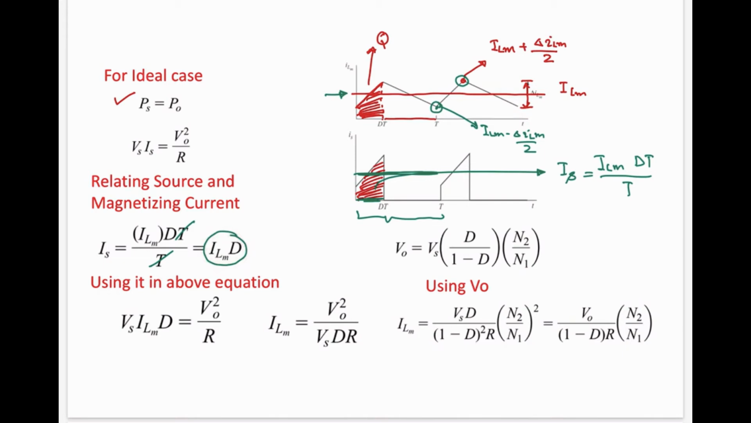Okay, so now replacing this IS over here with its value ILM into d, this equation can be written like this. And then rearranging it for ILM, I can write it like this: V naught square by Vs into D into R. And we already know the transfer function of the flyback converter, that is this one. So using this value of V naught over here, I can write down ILM like this: the average value of the magnetization current.